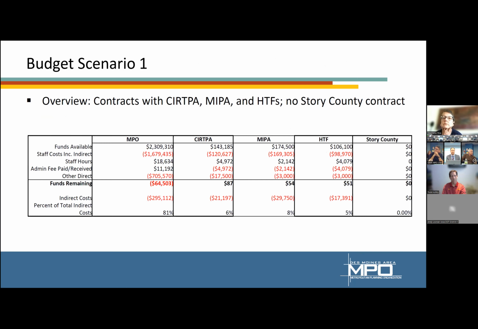So then if we get into the scenarios, and this is to Joe's point here, I thought I had the staff hours on this screen as well. In the agenda packet, there's more detail to this. You can see all the hours for all the individual staff people.